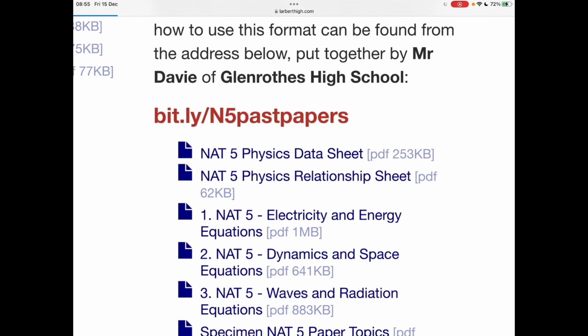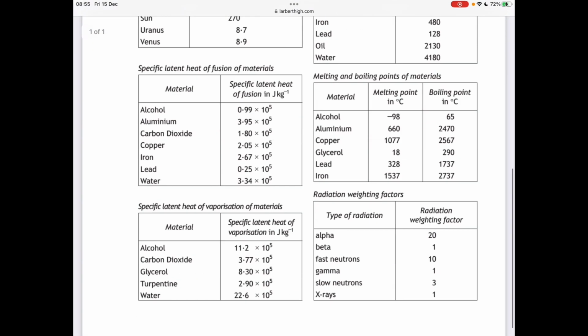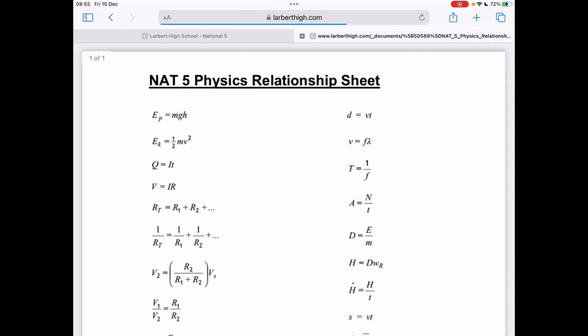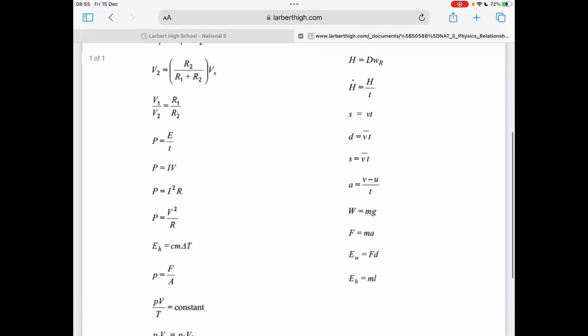Now, they are your absolute saviours. In class, you will probably be given a data sheet and relationship sheet by your teacher most times when you're doing equation work. However, it's important that when you're studying at home, you can also access them. So here we've got your data sheet, single bit of paper, and your relationship sheet. Again, just a single bit of paper.